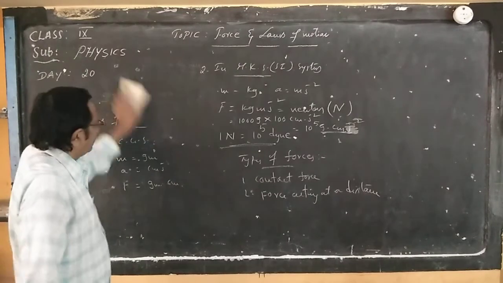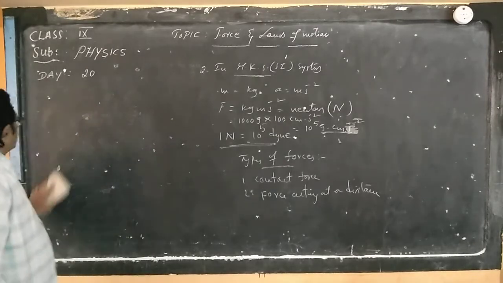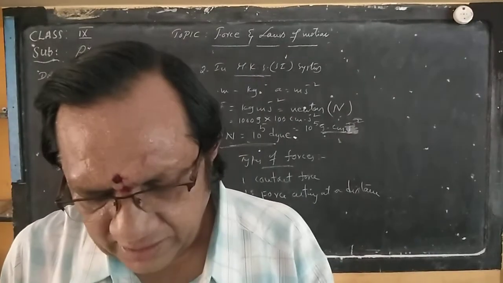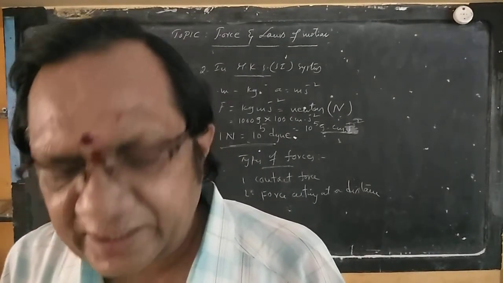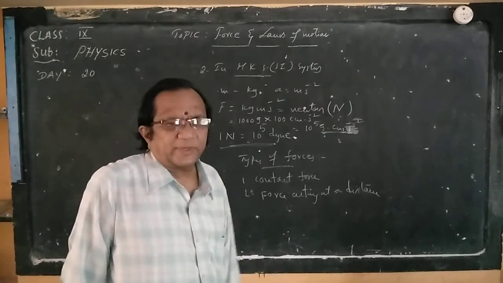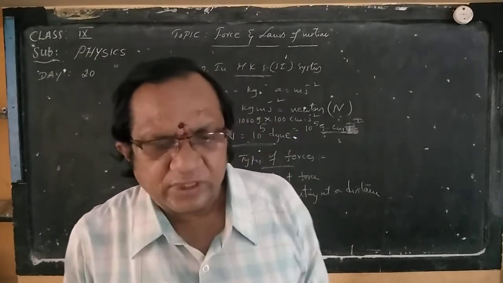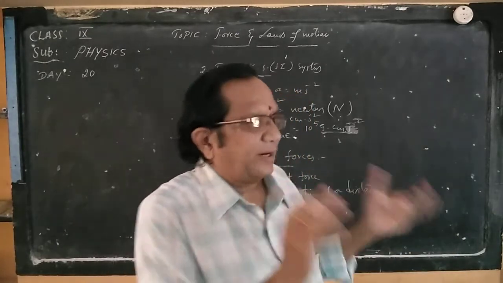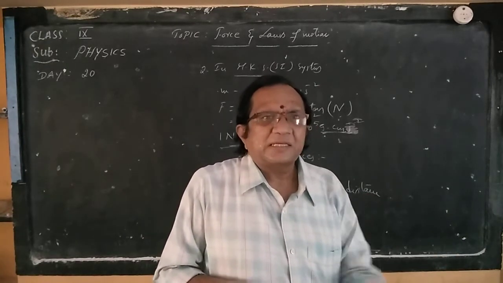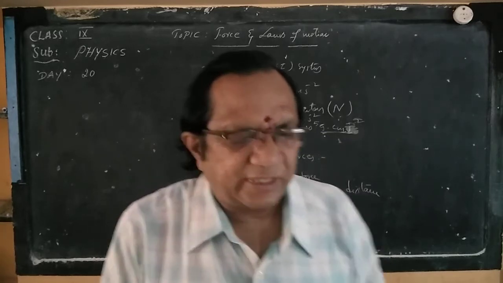Contact forces means the bodies are very close together. Such forces we call contact forces. For example, muscular force, which is also called biological force, mechanical forces, and frictional forces. All these forces are said to be contact forces. Muscular force is used to push or pull a body. Frictional force is an opposing force: when some force is applied on a body and it does not move, a certain force acts on that body. Such forces we call frictional forces.